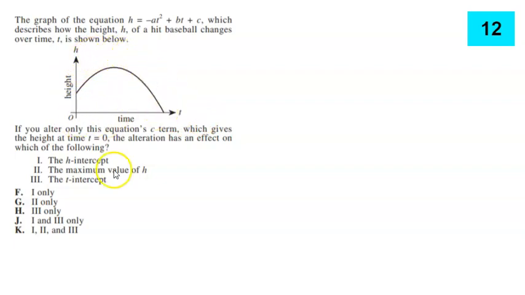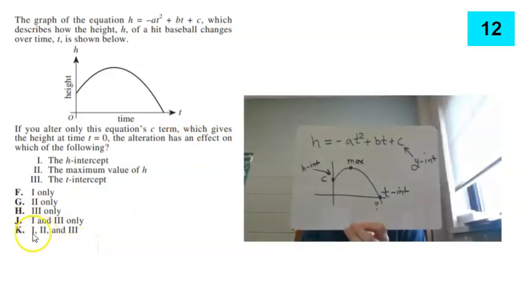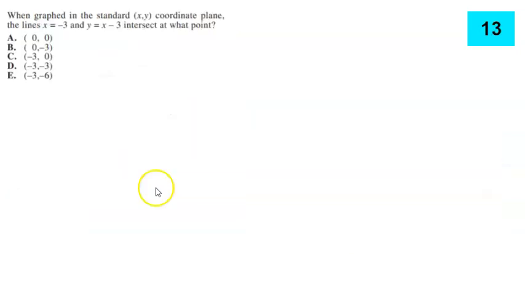And if you think about it, it makes sense. If you start out at a higher height, then you're going to be able to throw that baseball higher, which is going to make it take longer to hit the ground. So this will actually go to the right. So the answer was all of the above. 1, the h-intercept changes. 2, the maximum value of h, so this is going to go up. And 3, the time is going to change too, because this is going to bump to the right. So all of the above, which is K.